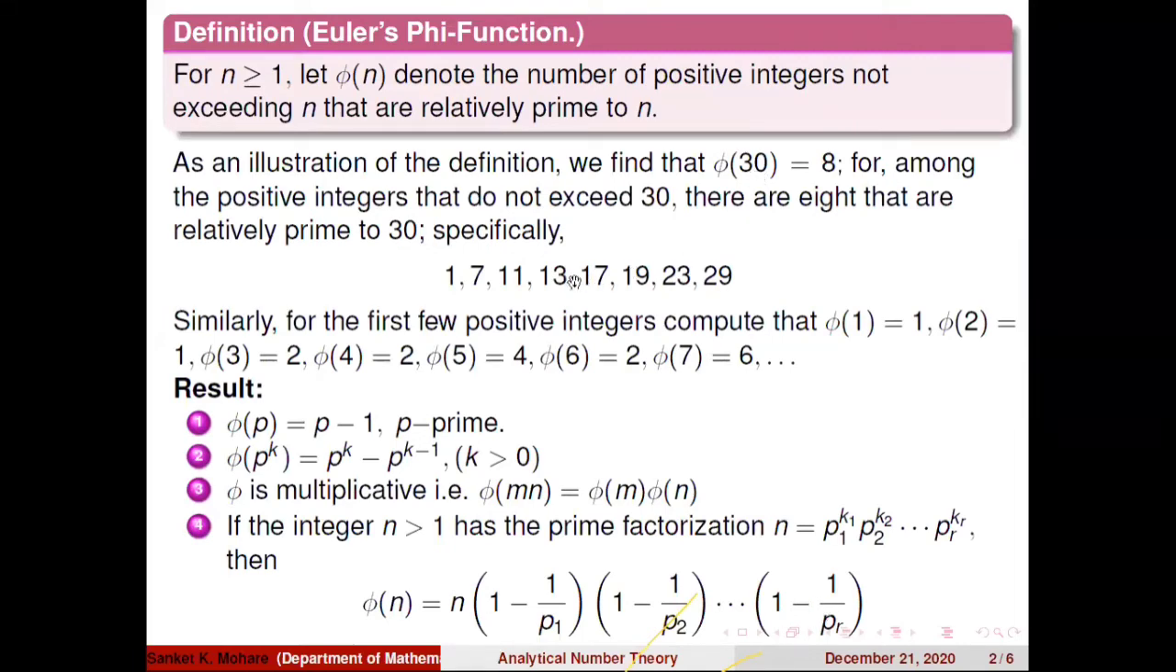Let us compute phi of 30 in the general way. What is the prime factorization of 30? 2 into 3 into 5. That's why phi of 30 is equal to 30 into 1 minus 1 by 2, 1 minus 1 by 3, 1 minus 1 by 5. So 30 into 1 by 2 into 2 by 3 into 4 by 5. So 4 into 2 is 8, over 30, so 30 into 8 by 30. The 30s get cancelled, so phi of 30 is equal to 8. Getting this? So this is the formula.